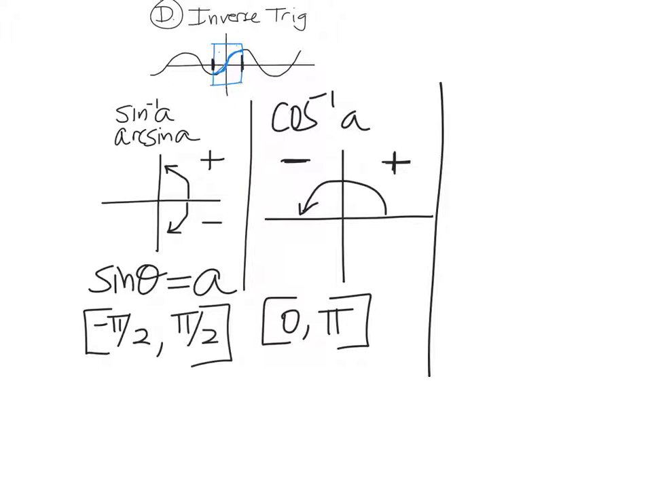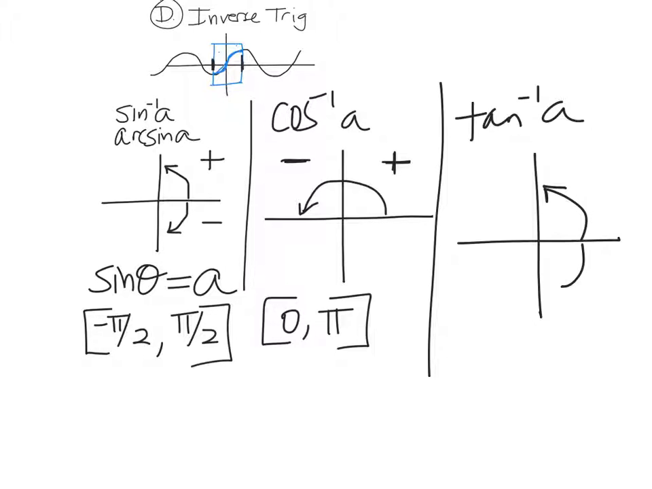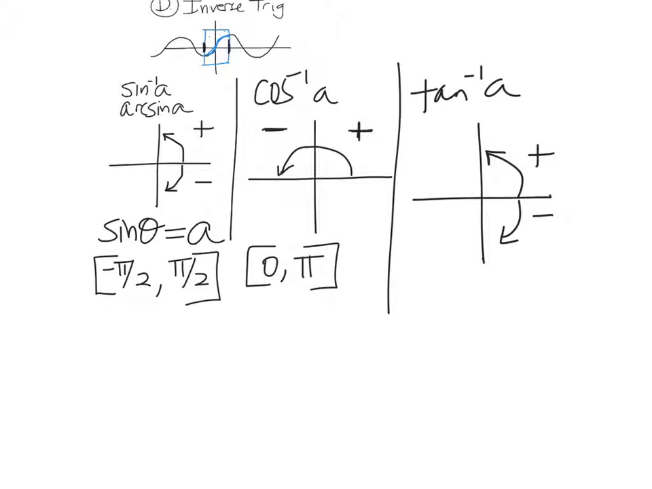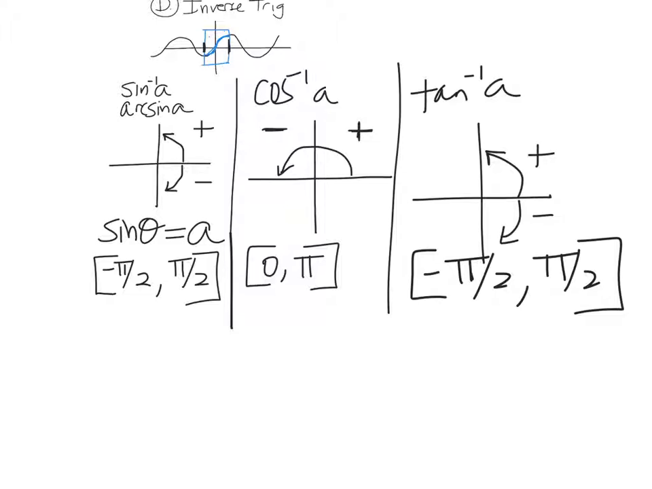Okay, and then tan inverse is going to be the same thing as sine inverse. This way and that way, positive and negative. And negative pi over 2 to pi over 2. So if you gave me an answer that's outside of any of these ranges, then your answer is technically wrong. It's not correct. So let's go ahead and practice some.